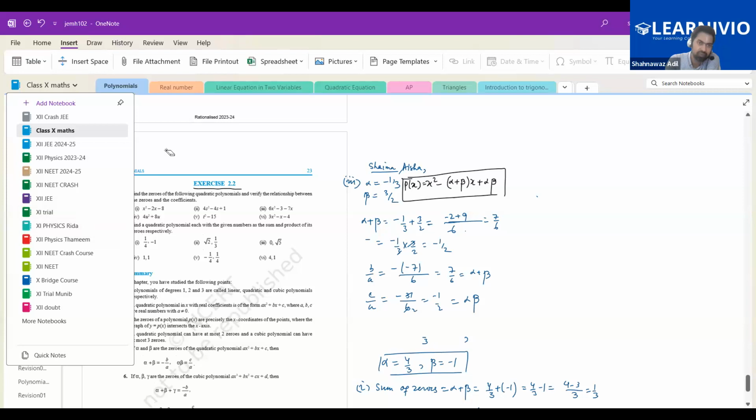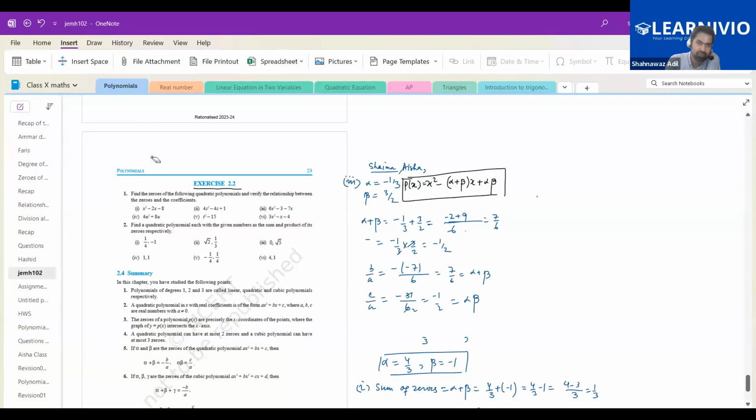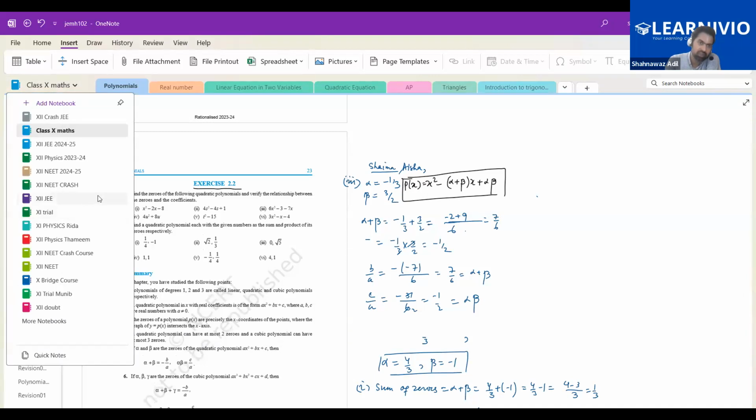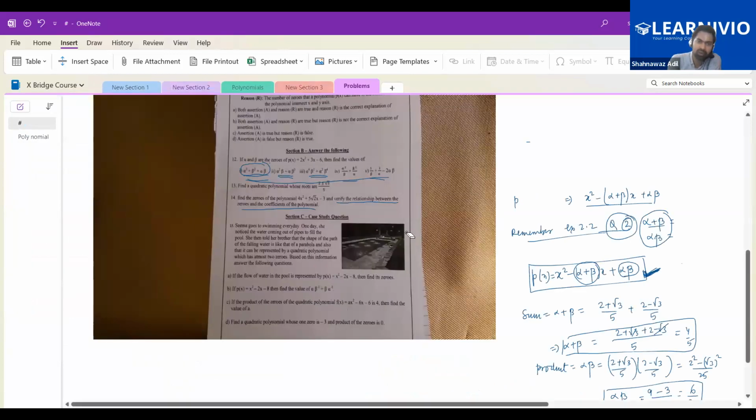Sir, these worksheet questions are different types of questions. Are these asked in the test? Yeah, they can be. They are tough compared to the NCERT ones. So you practice the NCERT ones and also this one, right? Okay, so now we have to do the 14th one, right?